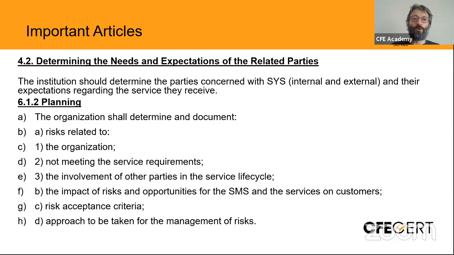So for Article 4.2, if you cannot determine the detailed related parties, internal and external, and write down their more than one expectations, you cannot think of not meeting these expectations as a risk, and you cannot take the necessary precautions. The precautions are going to be told about in Article 8.